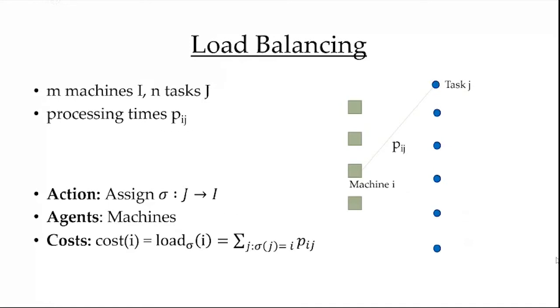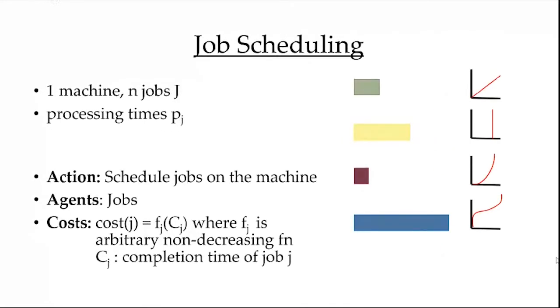Maybe one last example, which is the flip: job scheduling. There's now one machine and N jobs, but this time the jobs are the agents. You want to schedule the jobs on this machine, and their cost is some function of their completion time. So you schedule them, and the ordering is important. It could be a linear function, it could be some step function, some arbitrary monotonic function. Each job has its own cost function, and that gives you the vector. Again, there are various agents, and given an action, it leads to a cost vector.